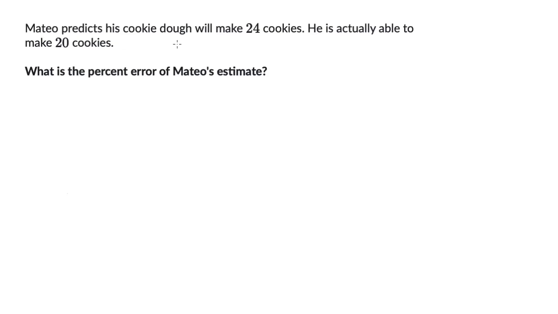Mateo predicts his cookie dough will make 24 cookies. He is actually able to make 20 cookies. What is the percent error of Mateo's estimate? Pause this video, have a go at that.